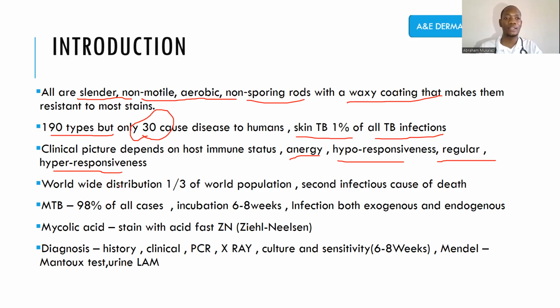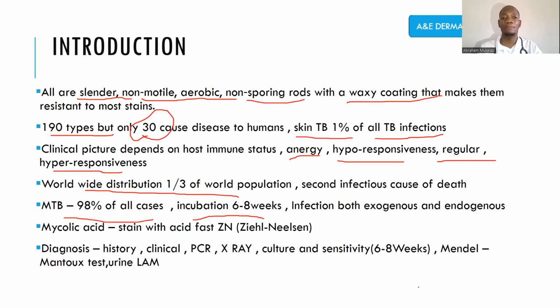So worldwide, it is estimated that tuberculosis affects a third of the general population, and as I mentioned earlier, it's the second infectious cause of death, second to HIV. Tuberculosis of the lung contributes up to 98% of all cases, and the bacteria in tuberculosis contributes 98% of all the mycobacterial infections that humans get. It has an incubation period of about 6 to 8 weeks. That's why even when you're culturing it, you need that same amount of time, whether you're using solid or liquid media.